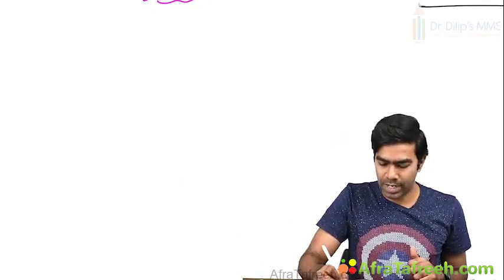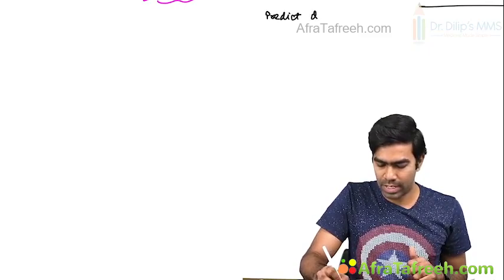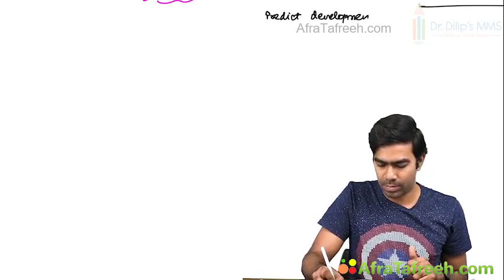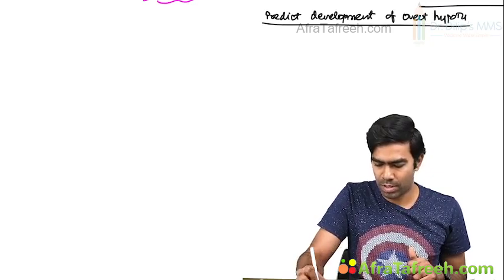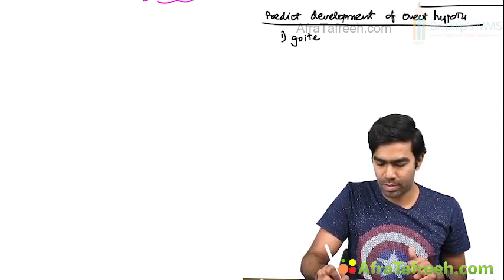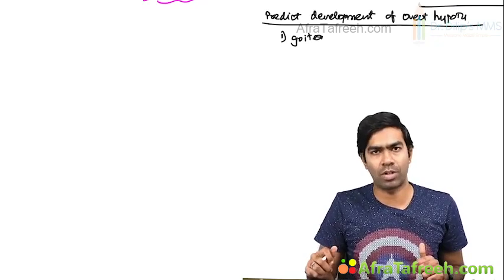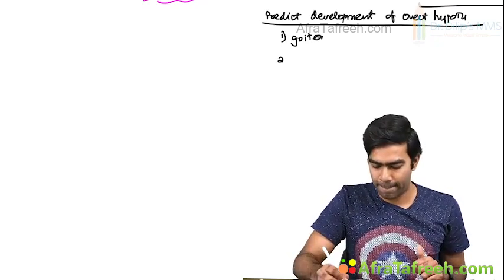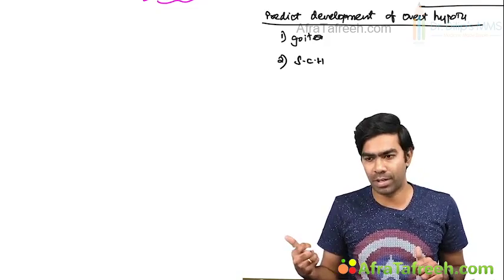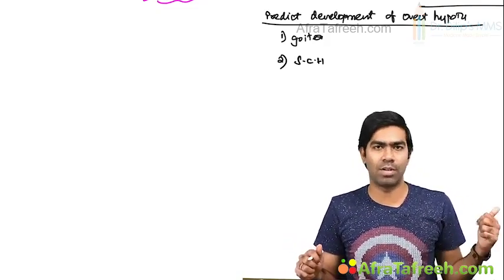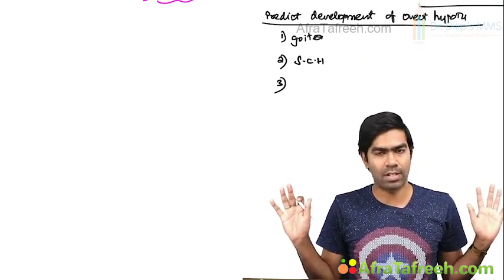So it can predict development of overt hypothyroidism in 3 populations. Population number 1, those who have a goiter. If the patient has a goiter, presence of anti-TPO predicts a very high risk of development of overt hypothyroidism. Second, if the patient has subclinical hypothyroidism, that's what we have been talking about all this while, this predicts a high risk of development of overt hypothyroidism in those patients, irrespective of the TSH levels. It doesn't matter.